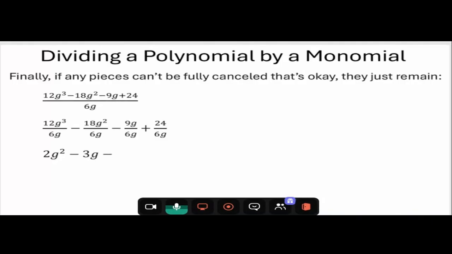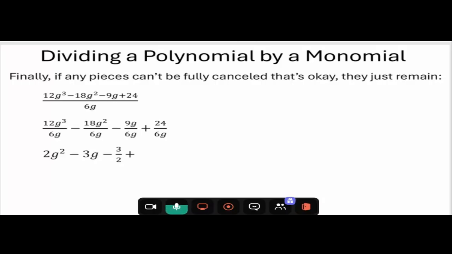Minus, now things change. 9 over 6. Well, 6 doesn't divide evenly into 9, but that's okay. We can still reduce that fraction. 9 divided by 6 reduces to 3 over 2. And the g's cancel completely. Last term, 24 divided by 6 is 4.